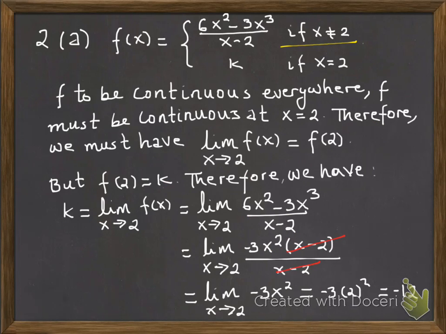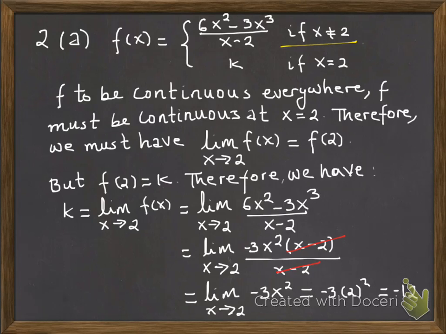Now problem number 2 asks about your understanding of the concept of continuity, especially the definition of a continuous function. How can you use it to solve problems related to this? For example, in problem part A, we are given a function as a branching function. So for x different from 2, f of x is this, and for x equal to 2, f of x is equal to k. So the question is, what should k be so that f of x is continuous everywhere?